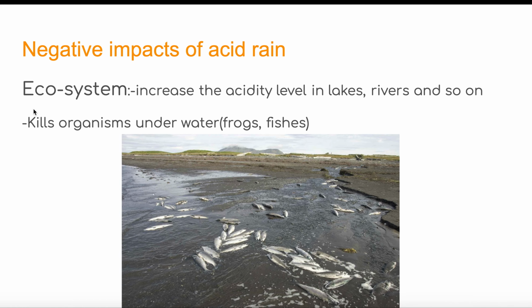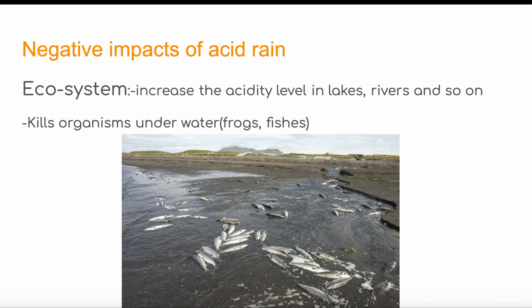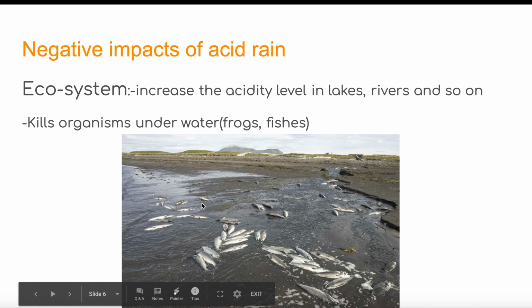Now let's go through the negative impacts of acid rain. One example of the negative impacts is the impact on the ecosystem, or on the environment. As I said before, after acid rain falls on the ground, some of the acidic substances will fall in the lakes, rivers, or even seas.